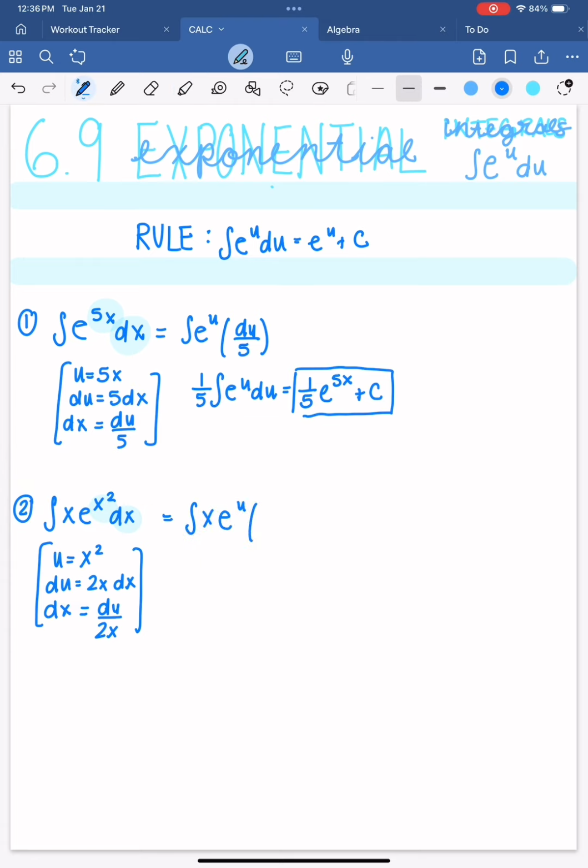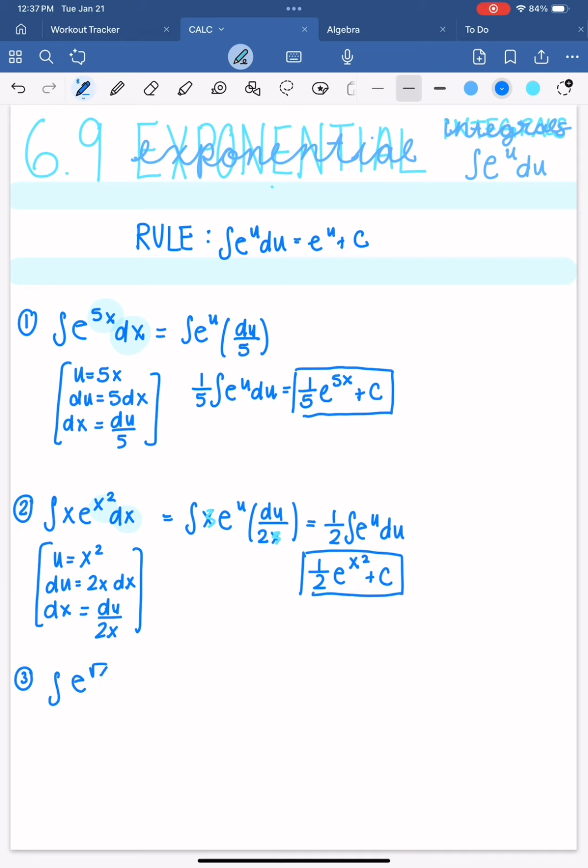So we're going to have x e to the u, replace dx with du over 2x. Our x's are going to cancel. If your x's don't cancel, you did something wrong. So let's go ahead and cancel my x's. Let's bring the 1/2 in front so I do not lose it. And I reached my goal. My goal is to have e to the u. So this is going to be 1/2 e to the x squared plus c.